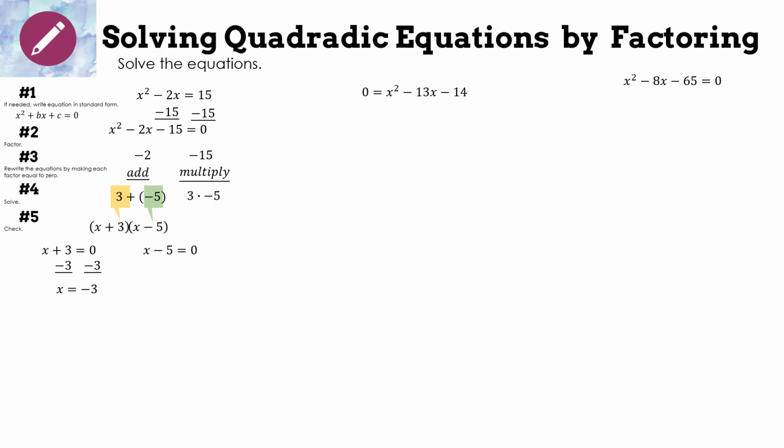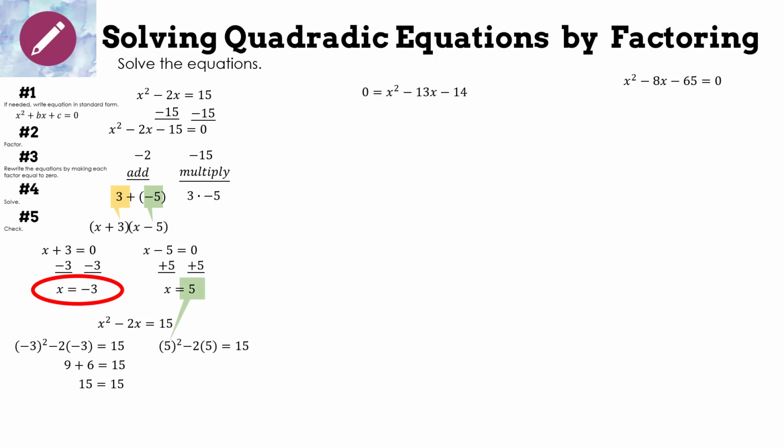x minus 5 equals 0. I'm going to add 5 to both sides. And x equals 5. Awesome. But let's check it. So for this first one, I'm going to substitute negative 3 in for my x's and simplify. As I simplify, it turns out that 15 equals 15. Cool. That means x equals negative 3 is a solution. Great. But I have to check the other one too.